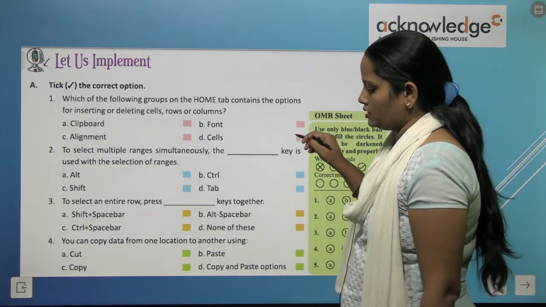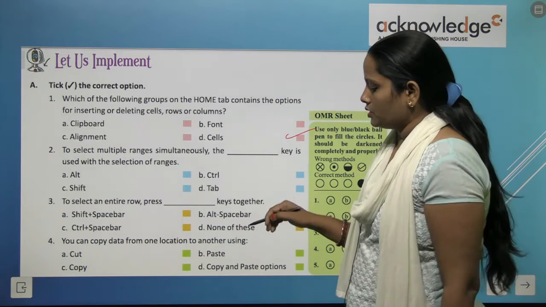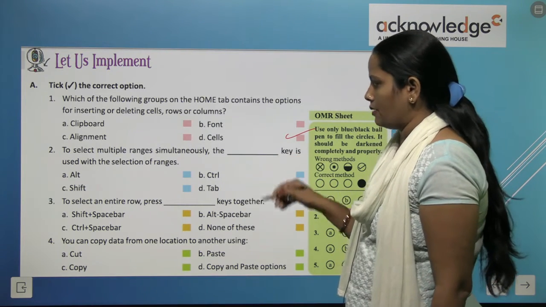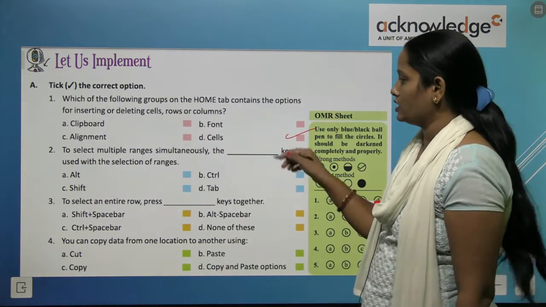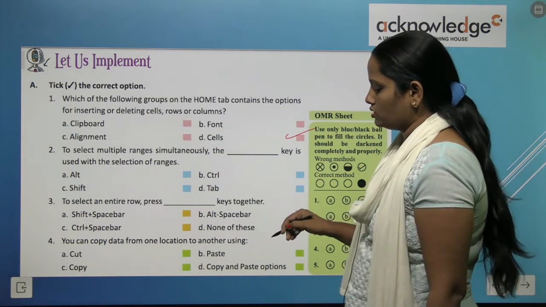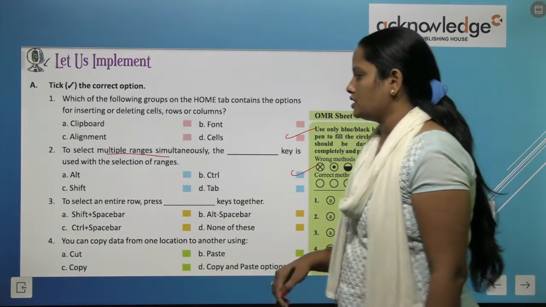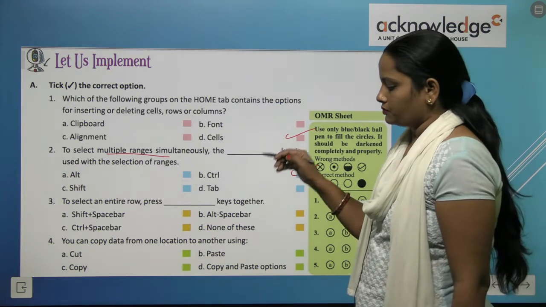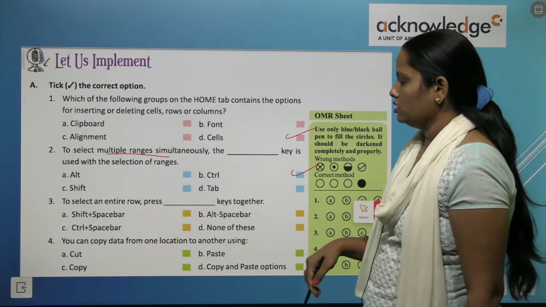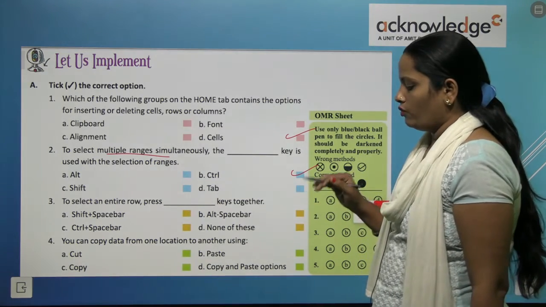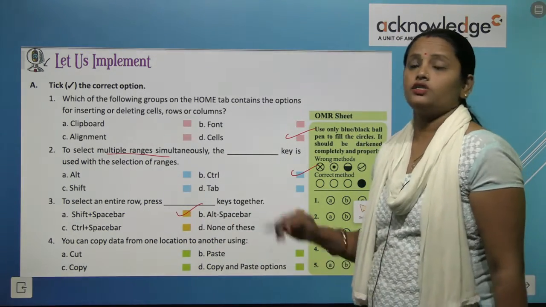We use cells. Next, which key is used to select multiple ranges simultaneously? So here we use B. The Control key is used to select multiple ranges simultaneously. To select an entire row, press which keys together? So if we want to select the entire row, we have to press shift plus space bar key together.